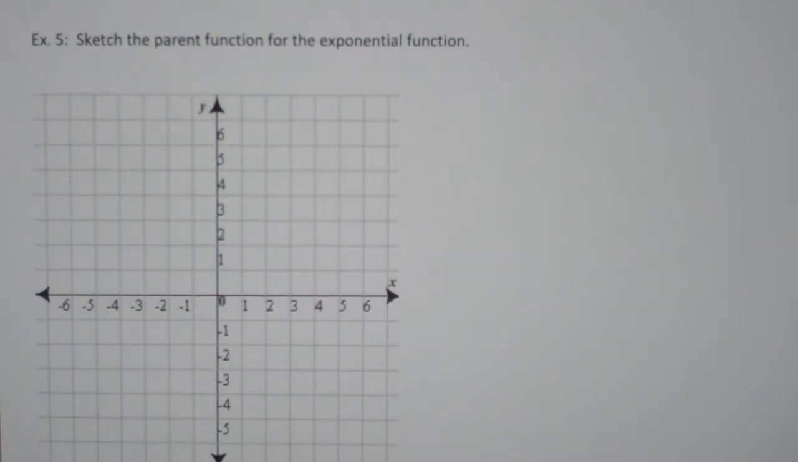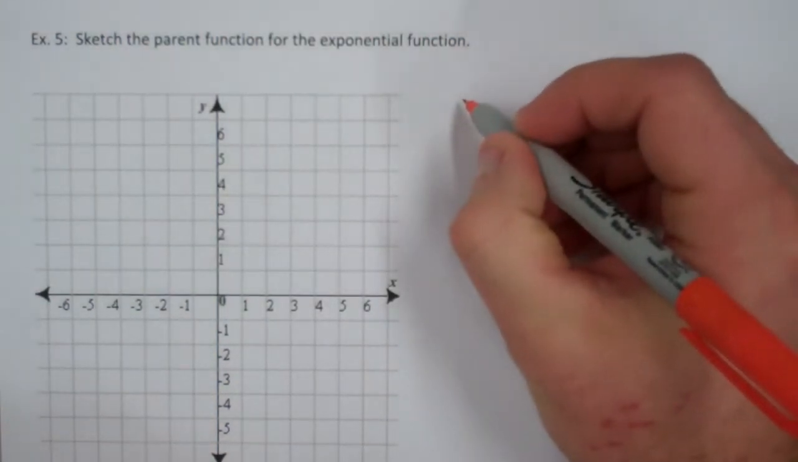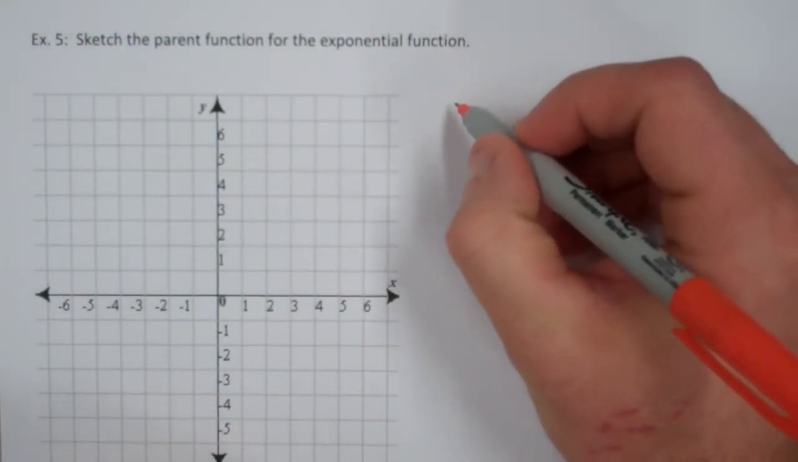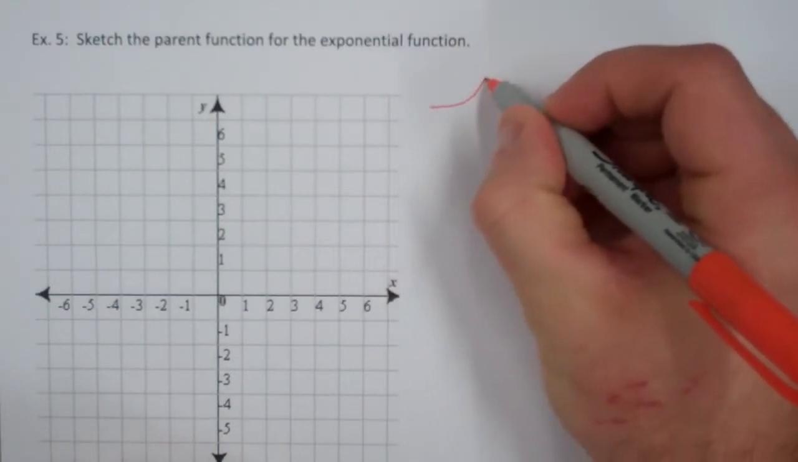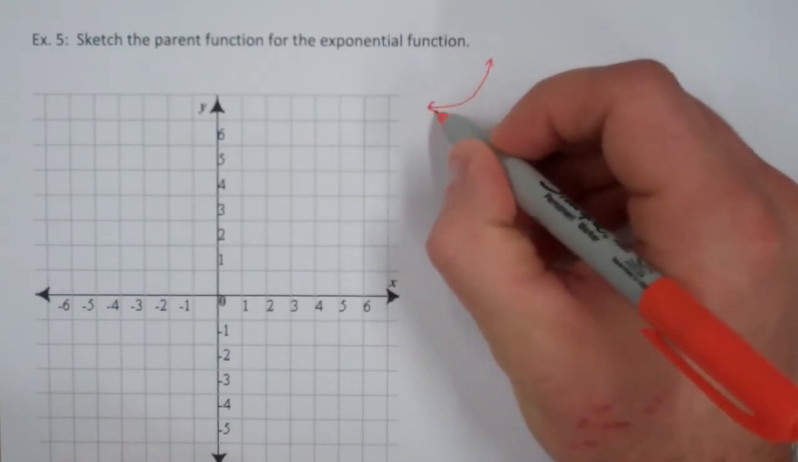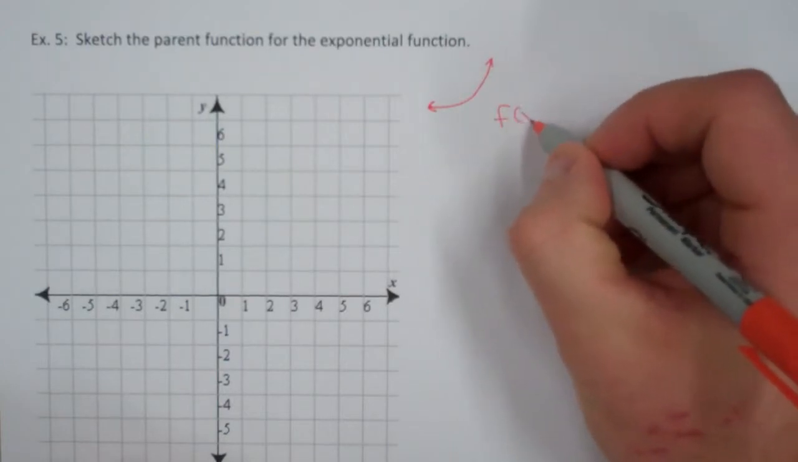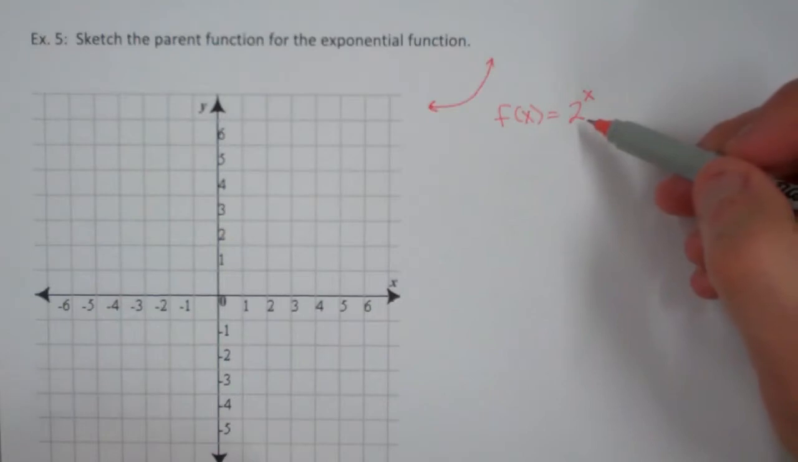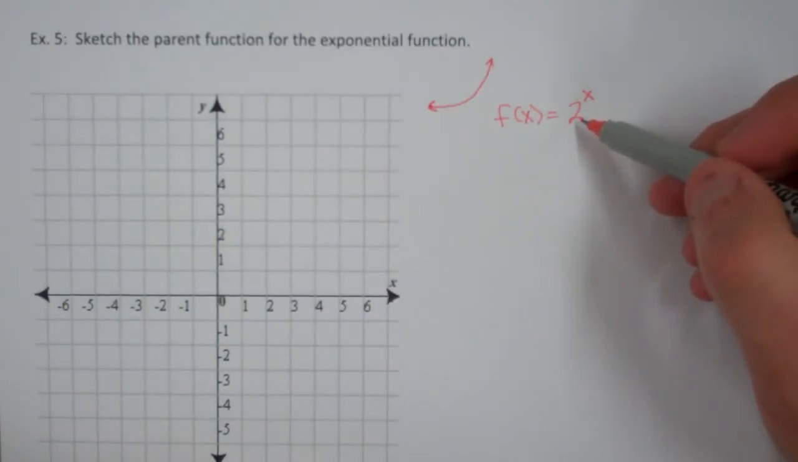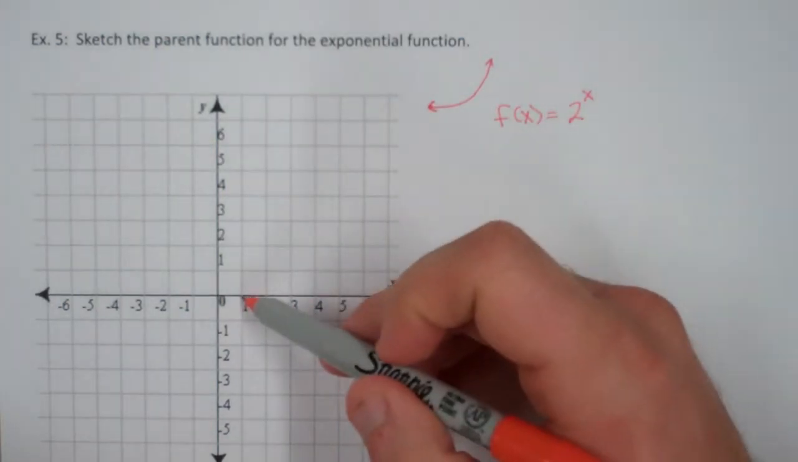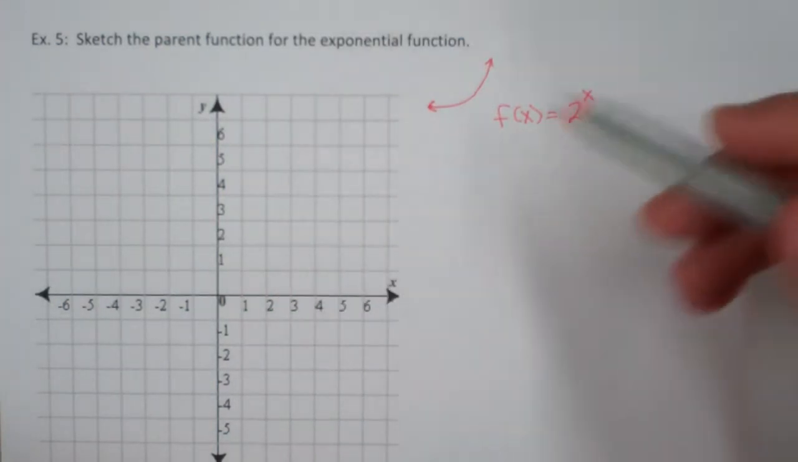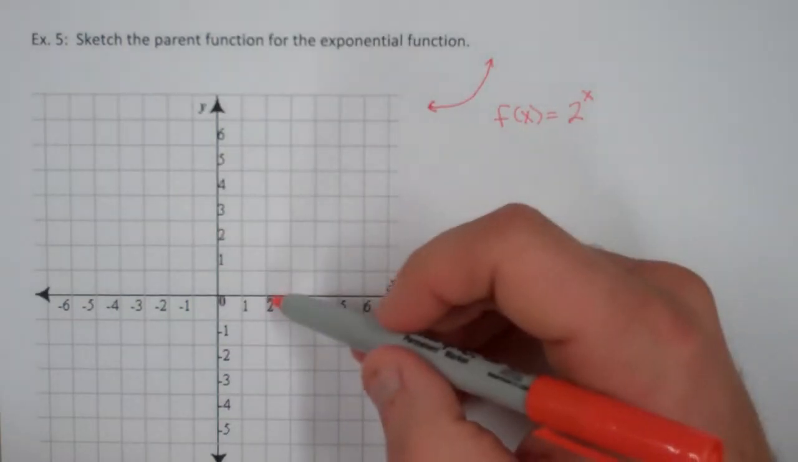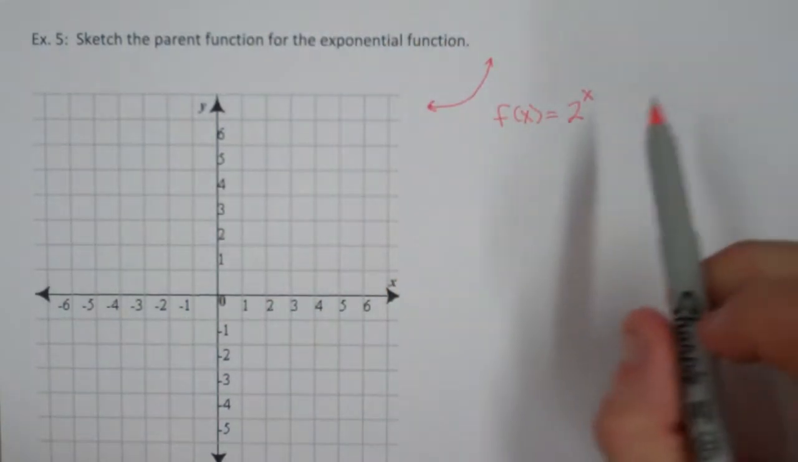In example 5, we need to sketch the parent function for the exponential. So the parent function here for the exponential is going to look something like this. And we're going to use 2 to the x power. You can really use any base you want, but if you use a base of like 5 or 6, then when x is 2, you're going to have like 6 to the second power, which is 36. It's way off the graph.